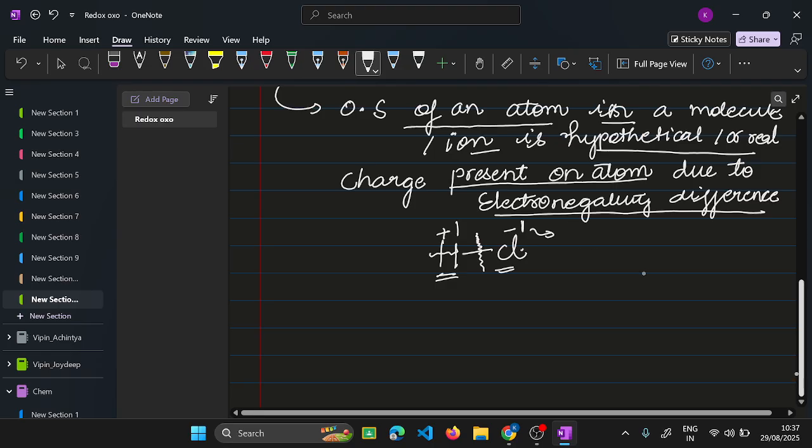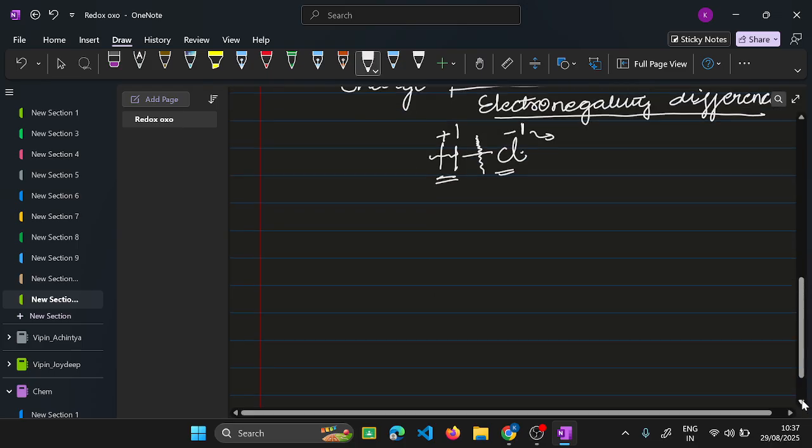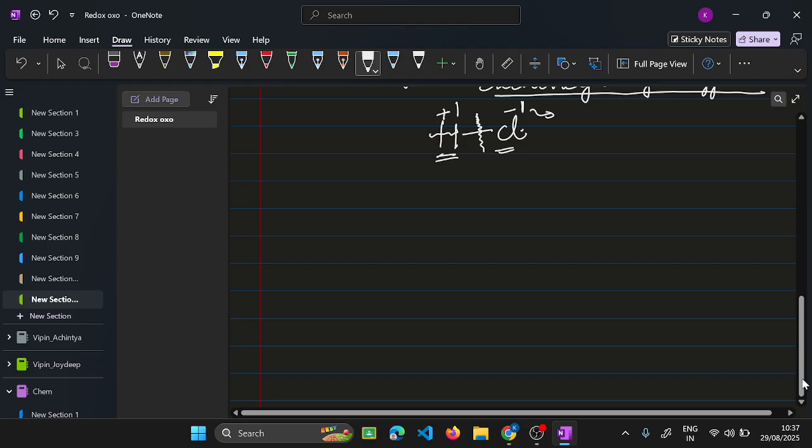Yes. Thank you. Okay, so let's take the rules for finding the oxidation number. Let's start with the rules. What is rule number one? Rule number one, in the case of covalent compounds: do you know what covalent compounds are?